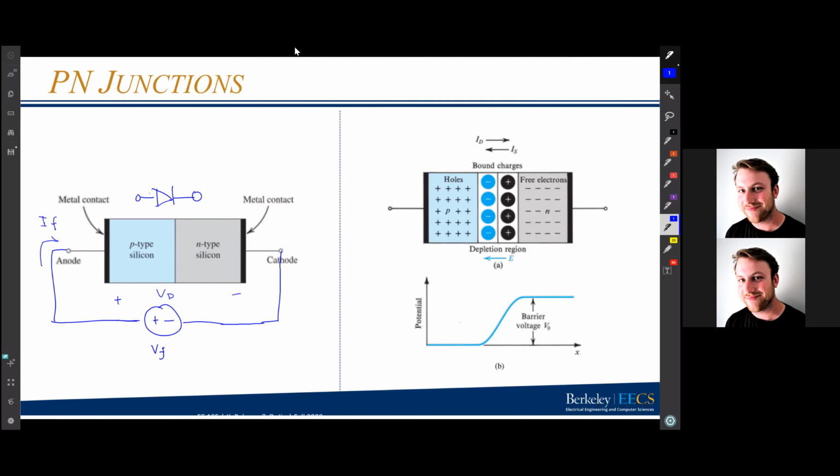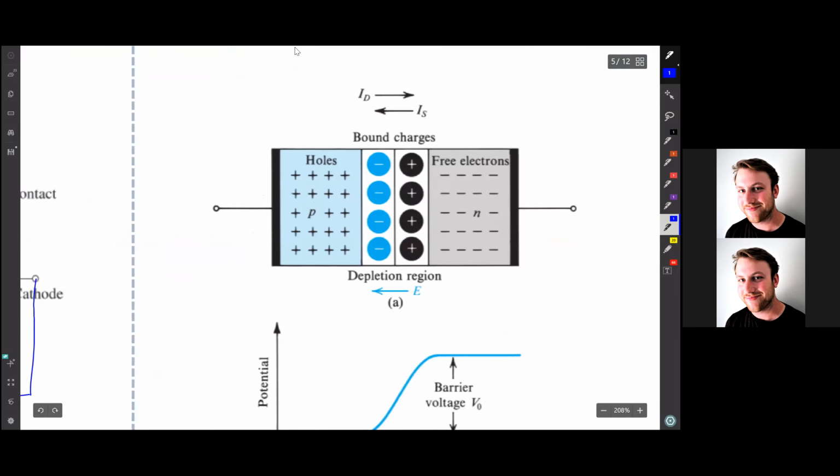Now, on the right, we have an image of what's happening in this diode, where, like we just talked about, we get depletion regions full of fixed charge, and the p-type depletion region has a negative fixed charge, and the n-type depletion region has a positive fixed charge. Now, we also have 2 current components labeled here. So ID is the diffusion current.